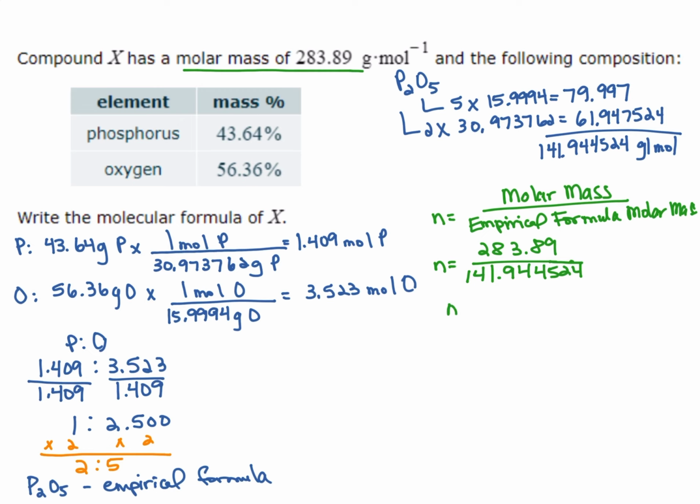So N equals 2. We come back to our empirical formula and we multiply this by a factor of 2. So our final answer would be P4O10. Good luck and keep practicing.